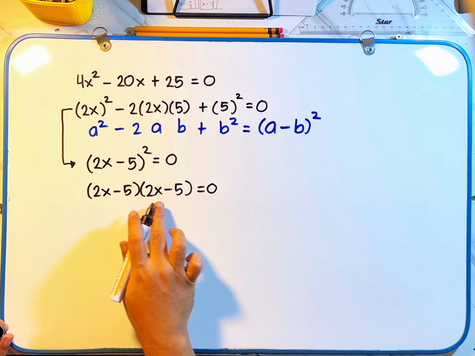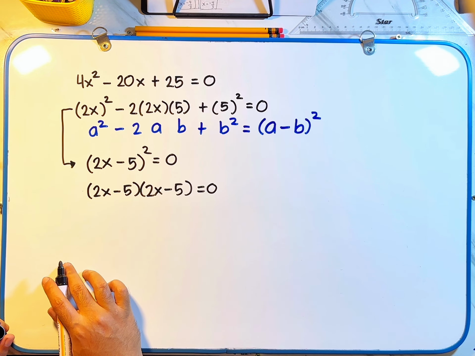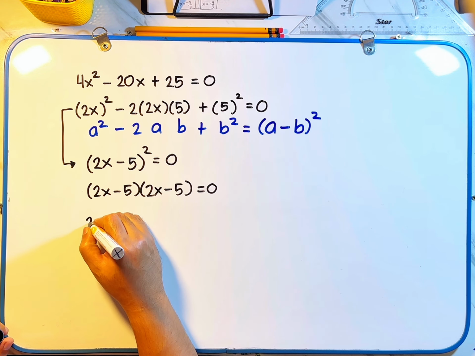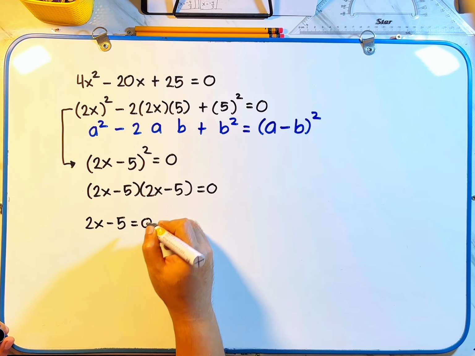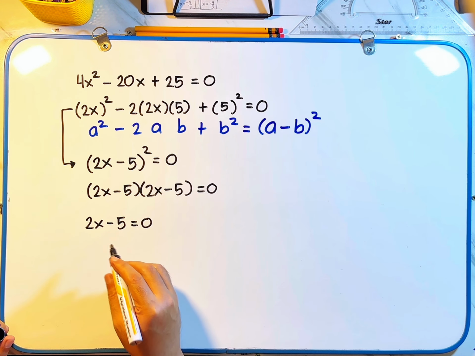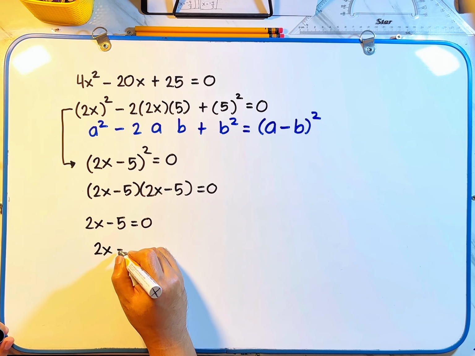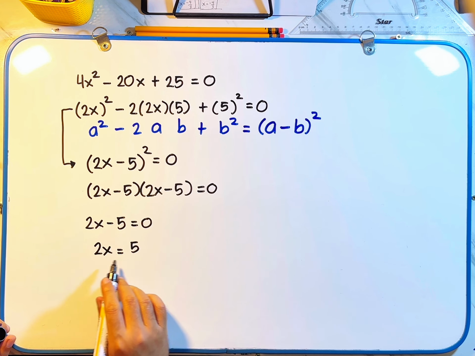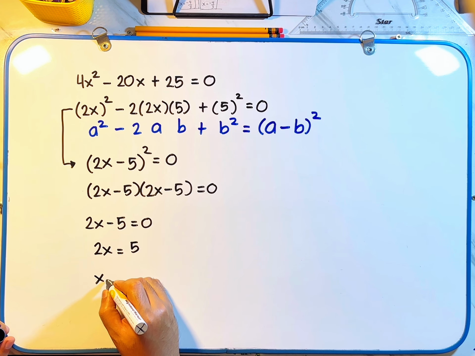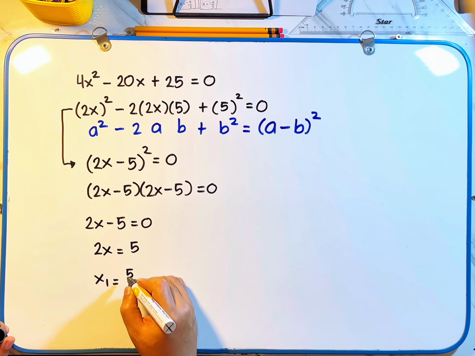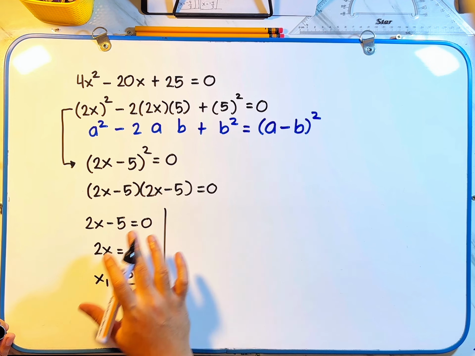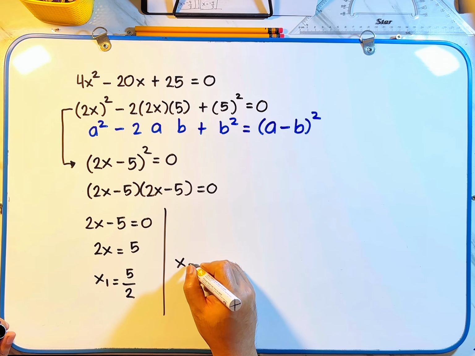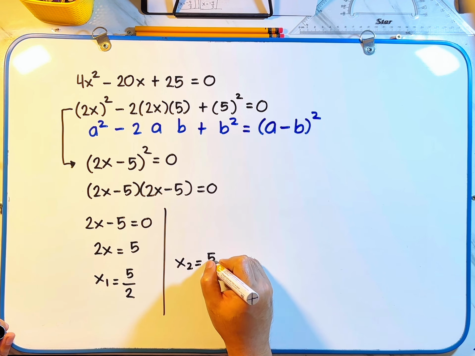And as we can see, the factors are identical. So let's equate one of them to 0 and solve for x. So 2x minus 5 equals 0. Transpose negative 5 to the other side. 2x is equal to positive 5. And divide both sides by 2. x1 is equal to 5 over 2. And no need to repeat the other one. We know x2 is equal to 5 over 2 as well.